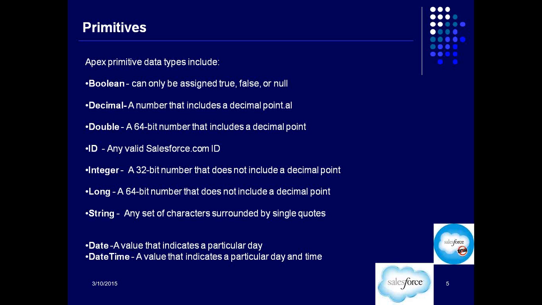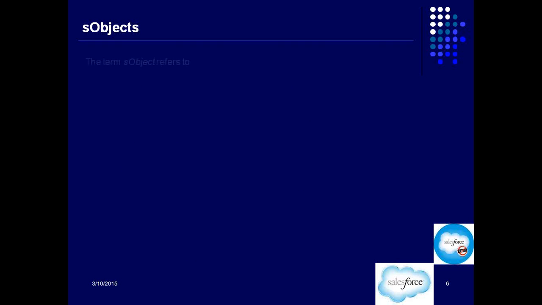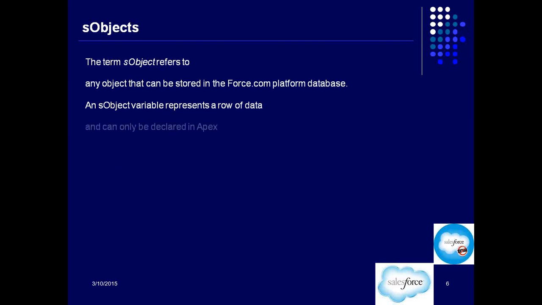Now, American Express is not just a string, it has associated values, right? It has the phone number, fax number, so it's a complete record, it's not one single value, right? So for those records, we have the SObject data type. So the term SObject refers to any object that can be stored in the Force.com platform database, and an SObject variable represents a row of data, and can only be declared in Apex. So this SObject is exclusively used in Salesforce. You cannot use SObject in Java and all that.